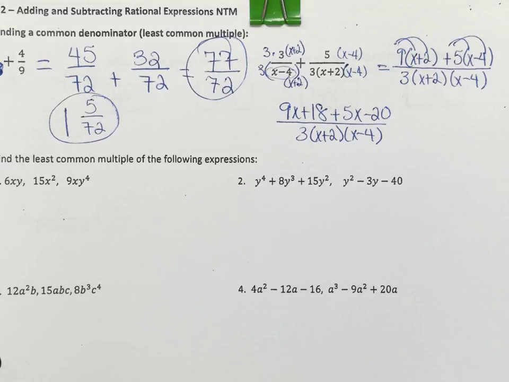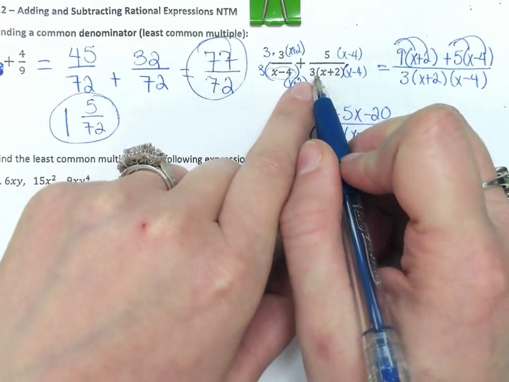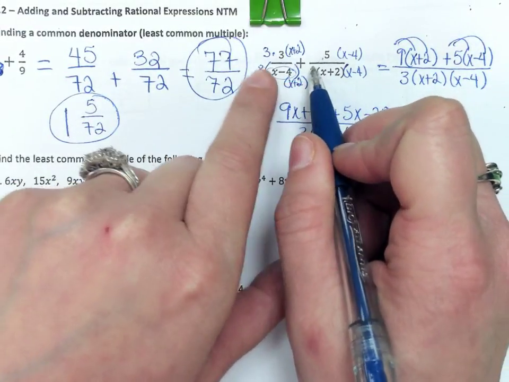Okay, why didn't you put the 3 in front of the 5? The 3 in front of the 5. Yeah, on the first step. Oh, because this one already had a 3. This one was missing a 3.